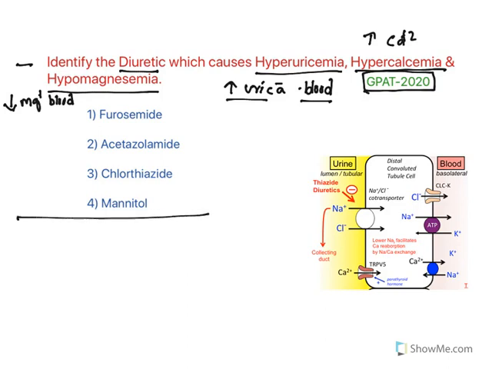Now all of them are diuretics. Furosemide is a loop diuretic. Acetazolamide is a carbonic anhydrase inhibitor. Chlorothiazide is a thiazide diuretic, whereas mannitol is an osmotic diuretic. Now out of these, loop diuretics and thiazide diuretics have a common adverse effects profile.